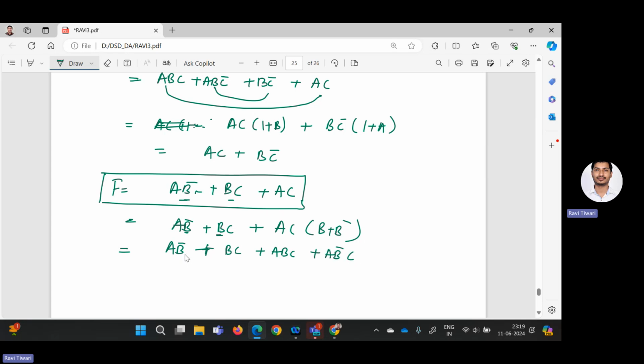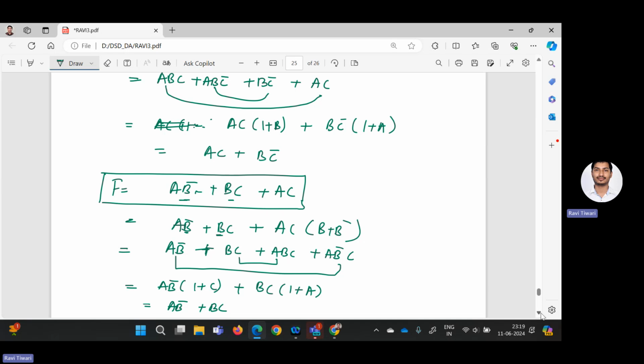Now, from the first and last and between 3 and 4, you can take the common term. So this is A B bar and you are taking 1 plus C common. From the second, third, you can take B C common and that will be 1 plus A. And that means you are getting the output as A B bar plus B C.